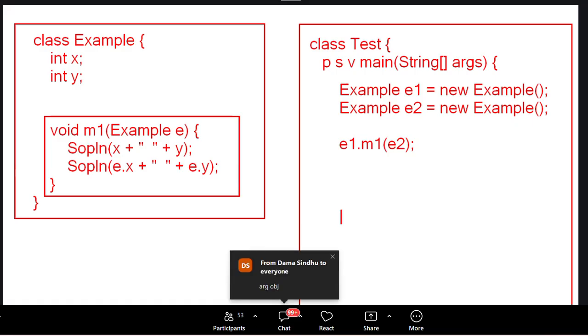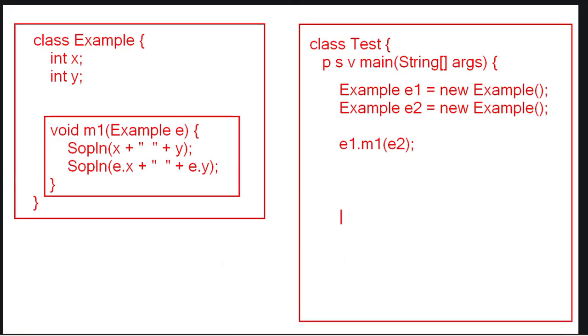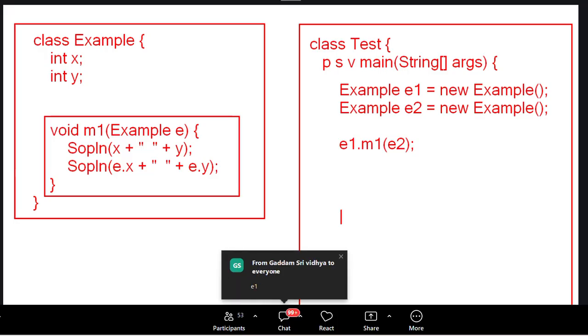Search for an Example-parameter M1 method in the E1 class. What is the E1 class? In the Example class, is an Example-parameter M1 method available? Yes. Compiled. Here, who is the current object? Hello, who is the current object? E1. Who is the argument object? E2.